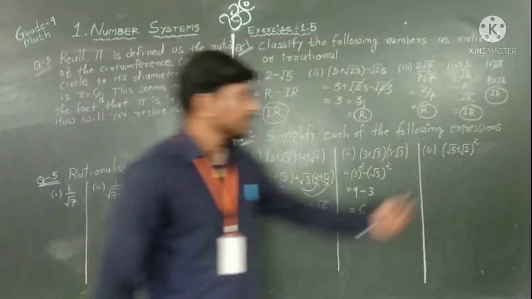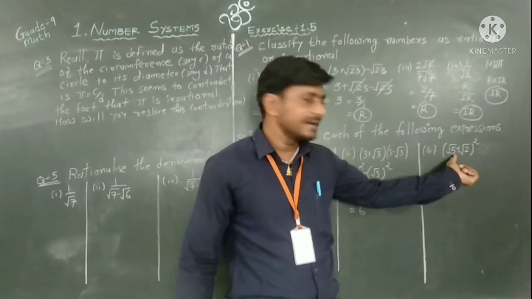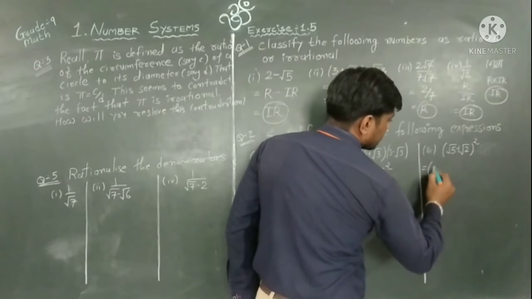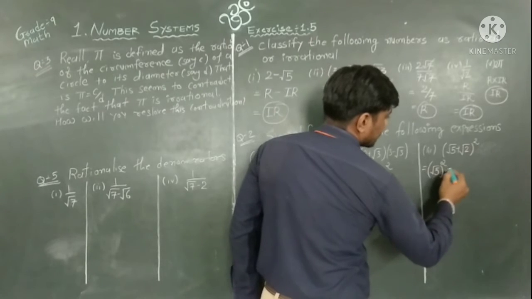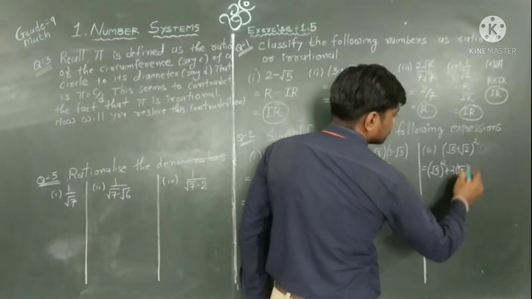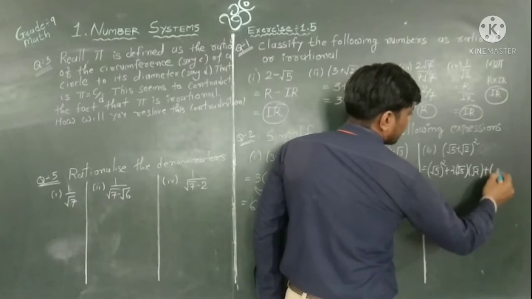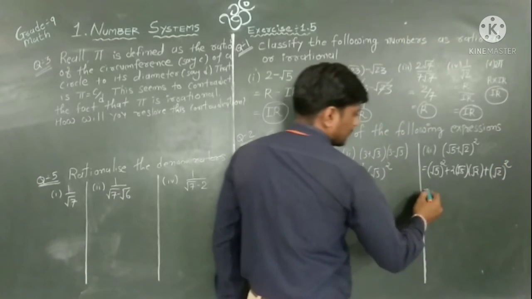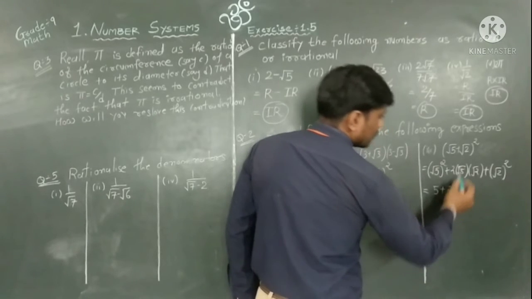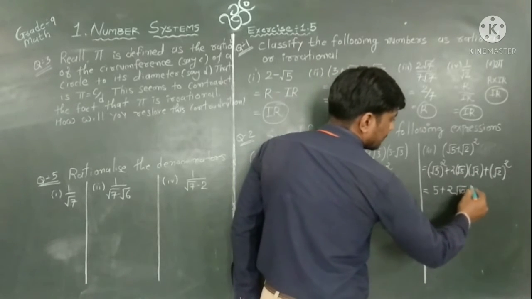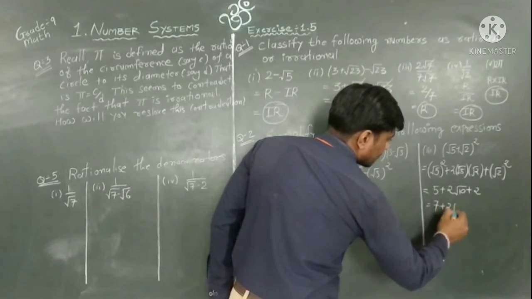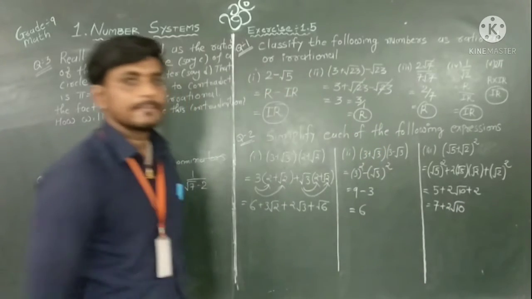Okay. Here also we have to use one identity, (x plus y) whole square. So I apply (x plus y) whole square. What happened? First x square, that means root 5 square, plus 2 into xy, that means root 5 into root 2, plus y square, that means root 2 square. Now expand this: root 5 square is 5, plus 2 into root 5 into root 2 is 10, under root 10, plus 2. So 5 plus 2 becomes 7 plus 2 under root 10. This is our final answer.